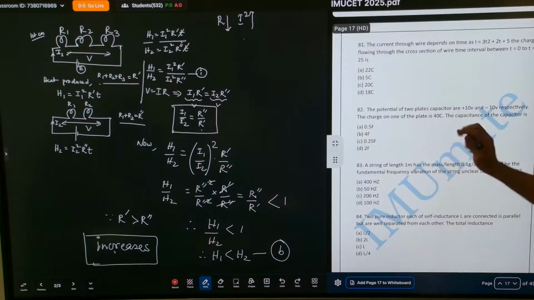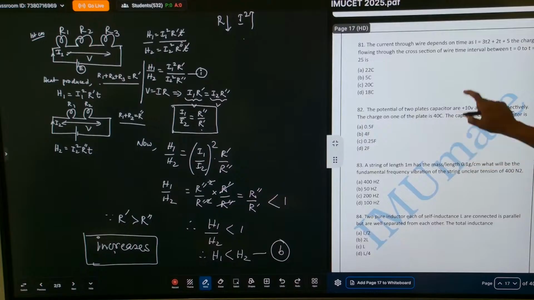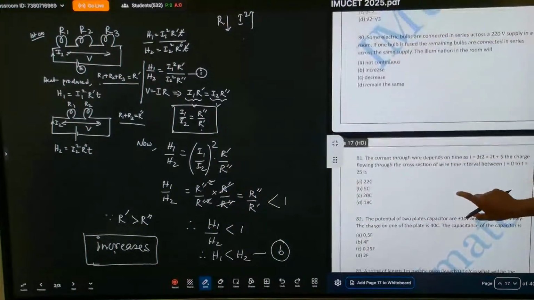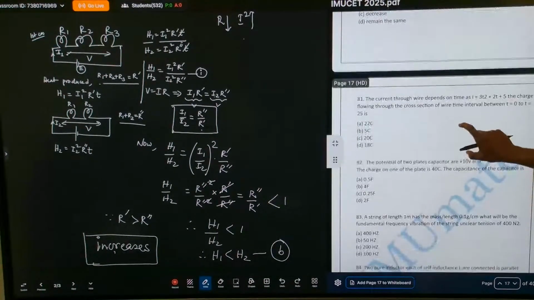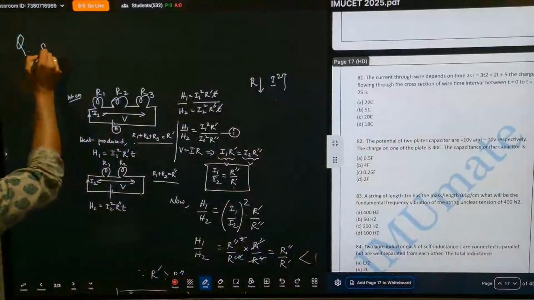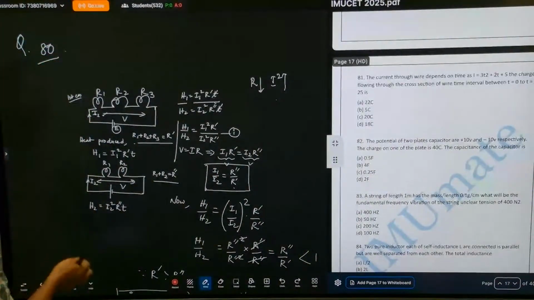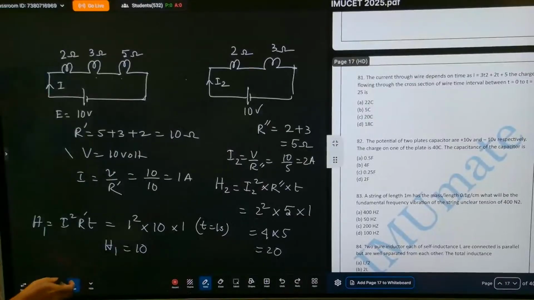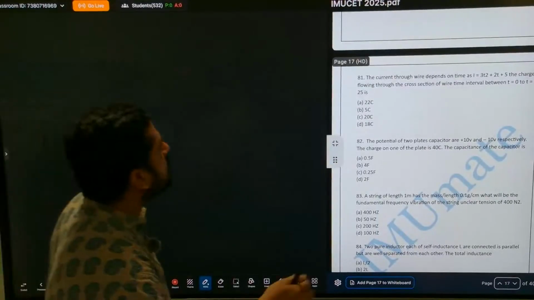Let's just start with the PYQs. Next one. Okay, so next one, we covered 80. This was 80, I think. No, this was question number 80. Okay. Let's start with 81.